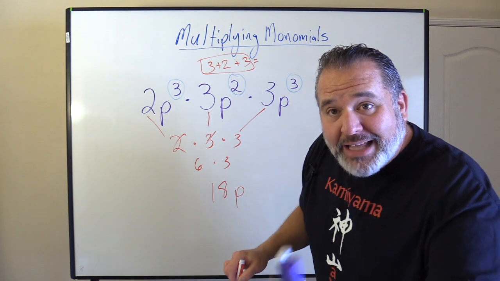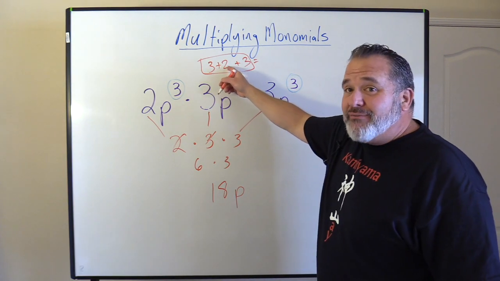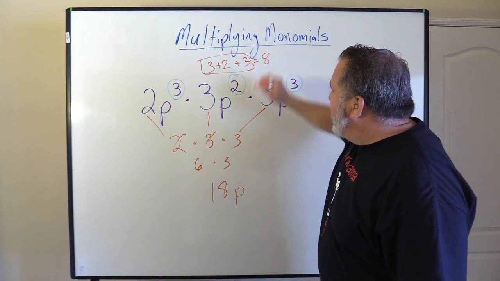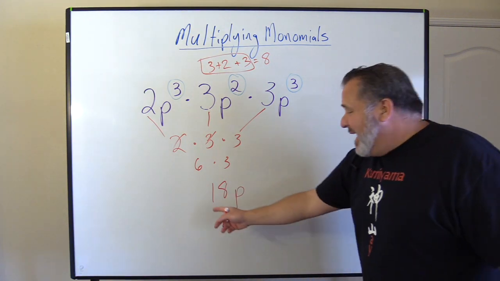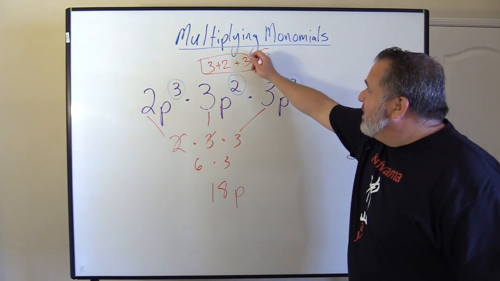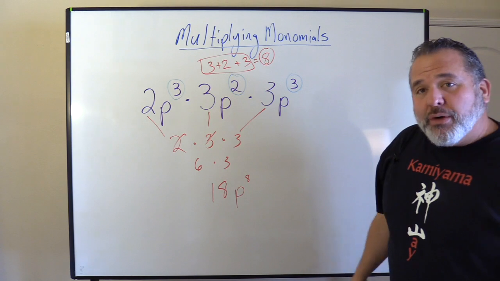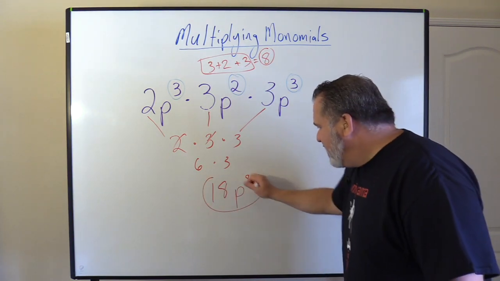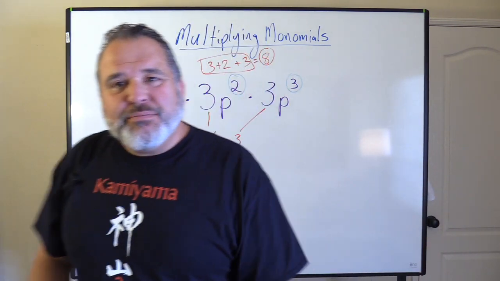So I'm going to add these exponents up. And what I get when I add those exponents up: 3 plus 2 is 5. 5 plus 3 is 8. So that means I'm going to have 18p to the 8th power. And that's it. That's my answer: 18p to the 8th power.